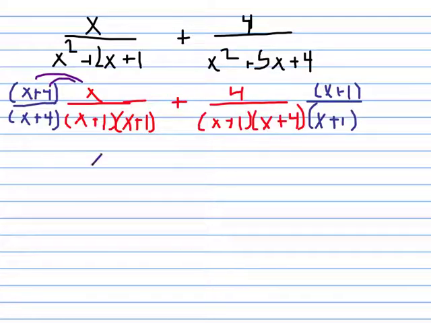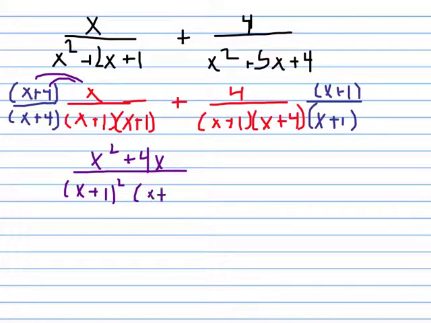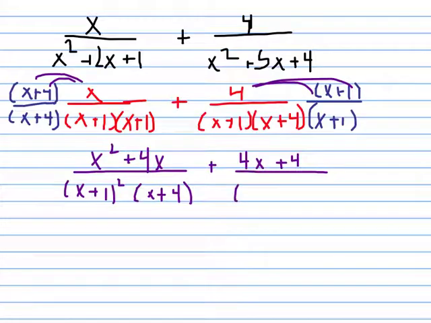So I end up with x squared plus 4x over my denominator, which I'm just going to write x plus 1 squared times x plus 4, because I don't want to keep writing it. Plus, and now let's balance this one out, 4x plus 4 over x plus 1 squared times x plus 4.